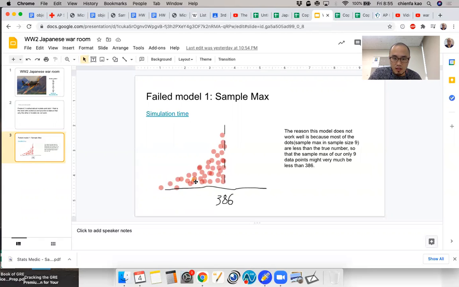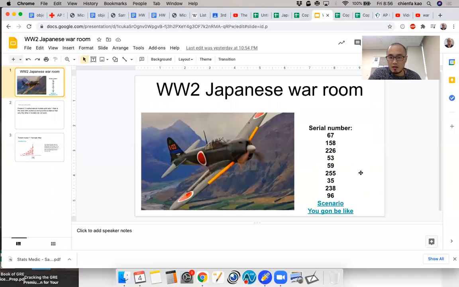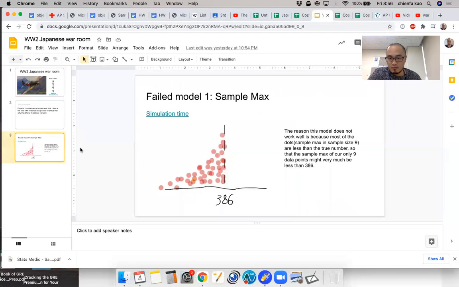But for most of these numbers, the 9 data points that you were given could be here, or here, or here, or here. Of course, it could be true that it's 386. But you're way more likely to get a number lower than the true number. You are likely to underestimate the number of Japanese warplanes. So in a war, that could be very costly.